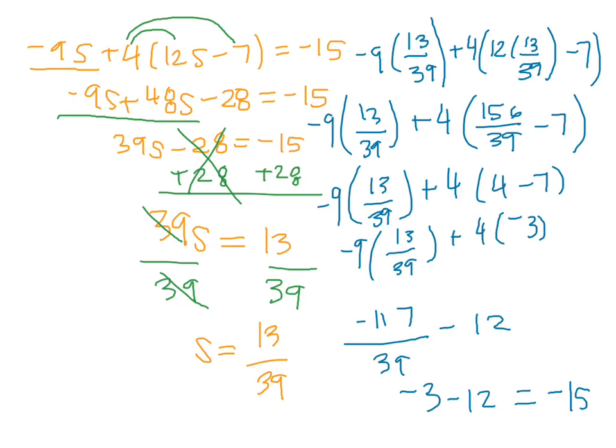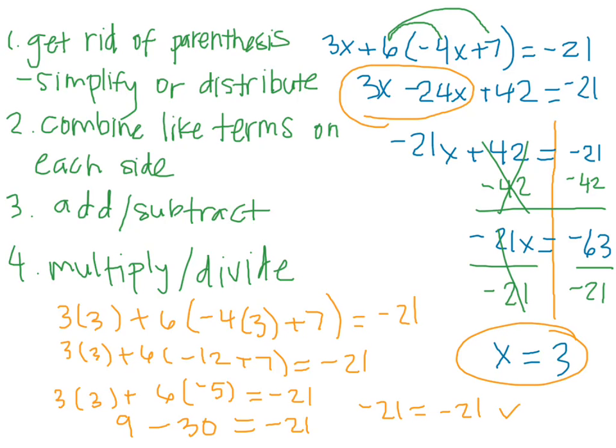So let's go back and remember that first, we need to get rid of parentheses. After that, we combine like terms on each side. Then we add or subtract to try to get the variable alone. Then finally, we multiply and divide to get the variable alone.